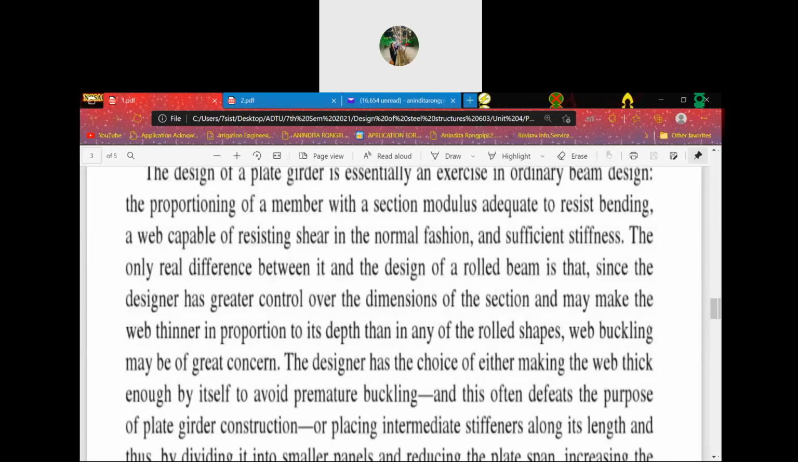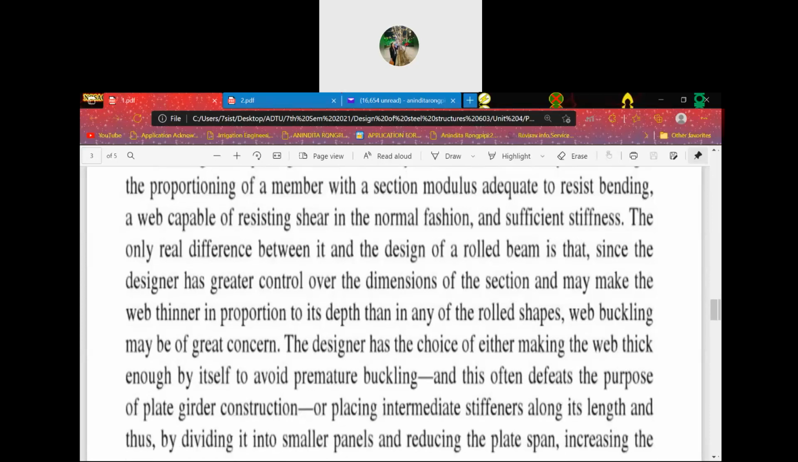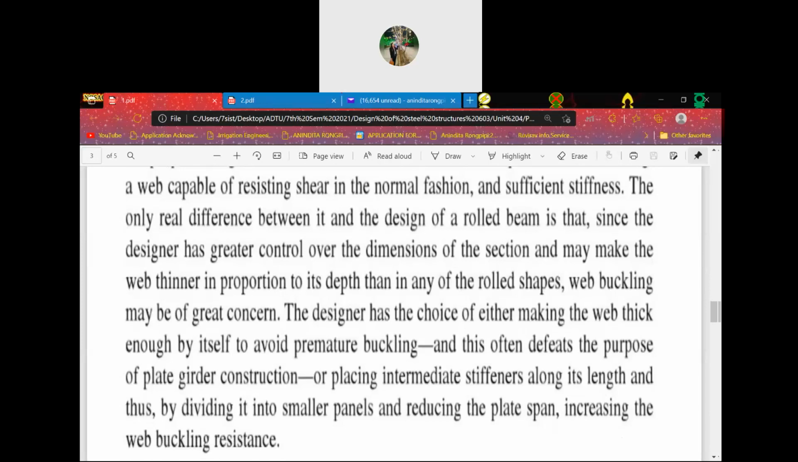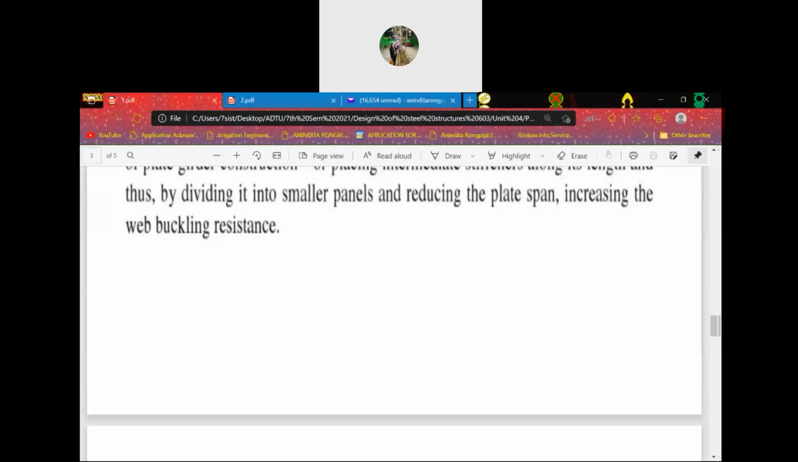The designer, that is the engineer, has to make the choice of either making the web thick enough by itself to avoid premature buckling, which often defeats the purpose of plate girder construction, or placing intermediate stiffeners along its length, thereby dividing it into smaller panels, reducing the plate span and increasing the web buckling resistance.